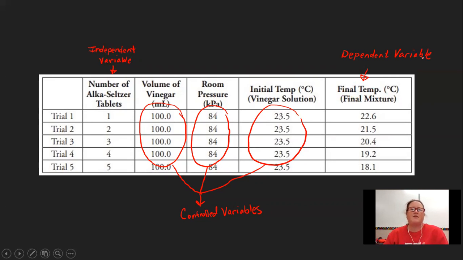Okay, so in this we're going to talk about a research question here shortly. The research question could be, will the number of Alka-Seltzer tablets affect the final temperature of a solution when the Alka-Seltzer is added to vinegar?